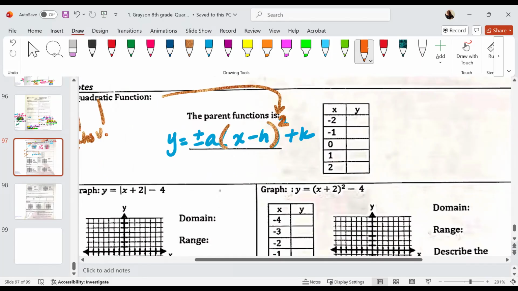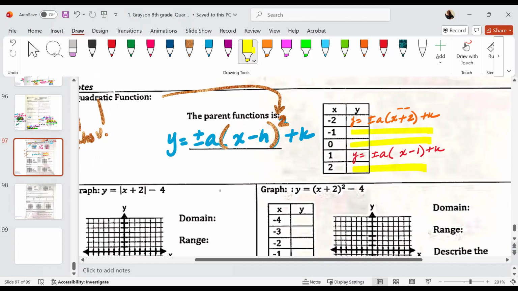So if that's going to be the case, y is going to be plus or minus a, x plus 2, because of the double negative. Do you see that? Plus k. I just want you to fill that part out, okay? Same thing over here: y equals plus or minus a, x minus 1. There's just a single negative, right? Plus k. So just fill that part out. Make sure you do that part, this part, this part. Go ahead and do that, please.